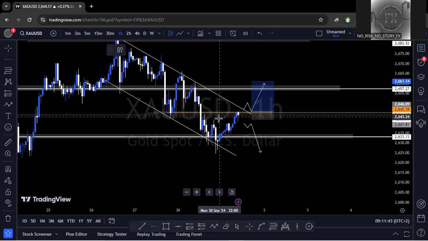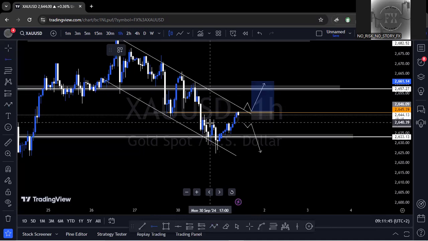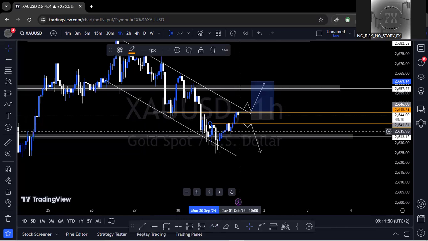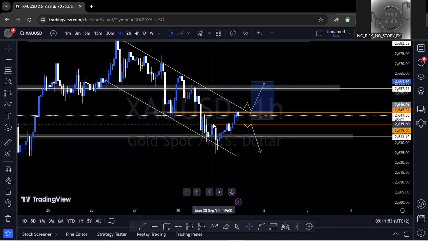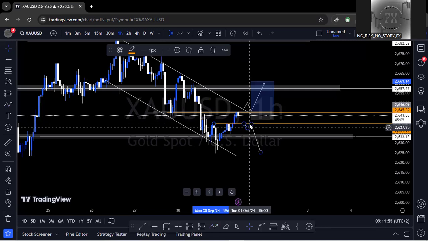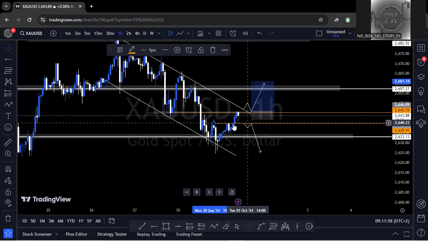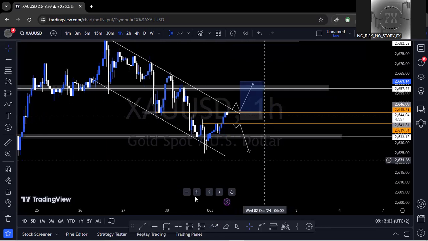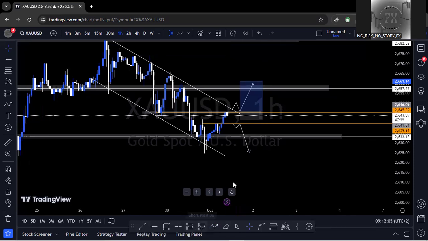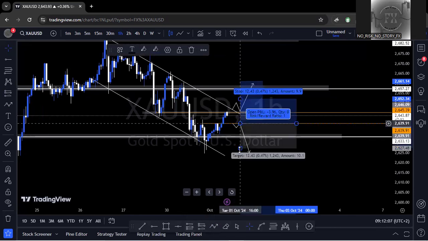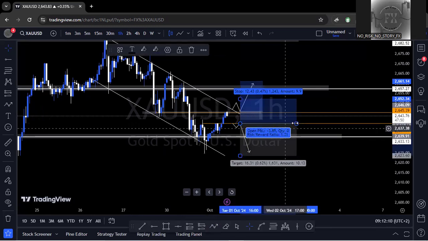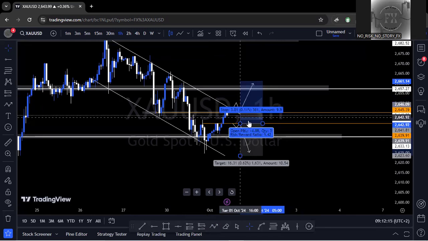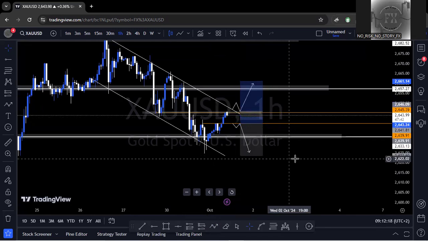Why I'm saying this is because this is the last point whereby the market created a break of structure, right? So if it breaks here and retests, that will be an indication that now we're going to the downside. So that's it for gold.